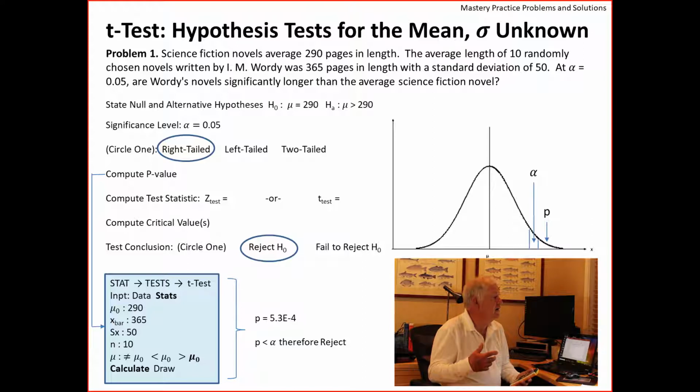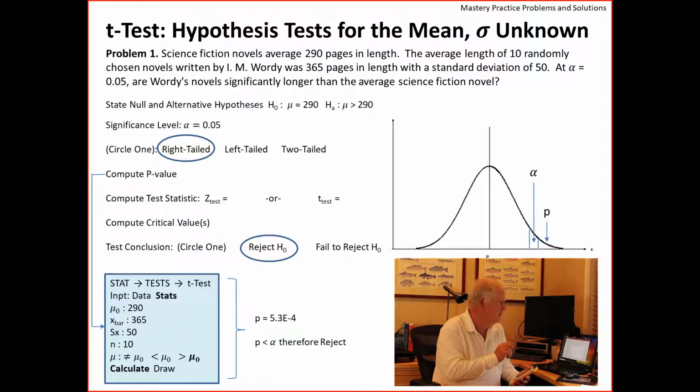How big is the sample? I just want to make sure: the average length of 10 randomly chosen novels, it's 10. Now, that next to the last line is basically asking, is this two tail, left tail, or right tail? So it's asking you, what is the alternative hypothesis? Is it that mu does not equal 290?